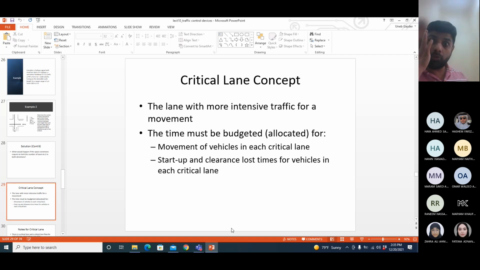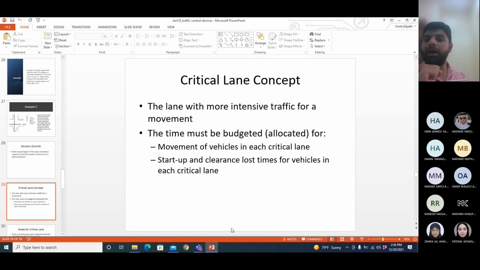Okay, so more intensive is a broader term, a more comprehensive term, but it is directly linked with the amount of time you need to pass the flow from that lane. It is directly linked with the amount of time, not with the number of vehicles. Why? Because we are designing a signal. So signal is related to time. We are designing the time. So a critical lane is a lane which requires more time for its vehicles to move.